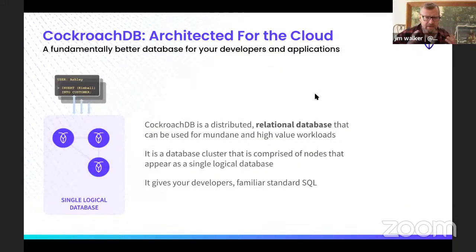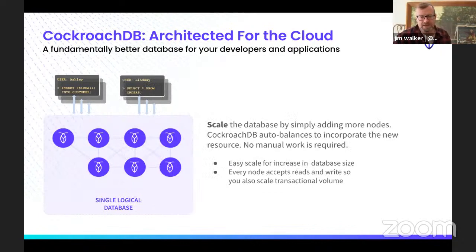So CockroachDB, again, architected for the cloud. This is a relational database. It implements familiar standard SQL. We're wire compatible with Postgres. In order to scale, Cockroach is implemented as a series of nodes that all intercommunicate with each other. You simply spin up an instance and point it at the database, and the database will rebalance all the data across these nodes, so you can have even utilization, even storage. And we're going to show exactly how we do that.